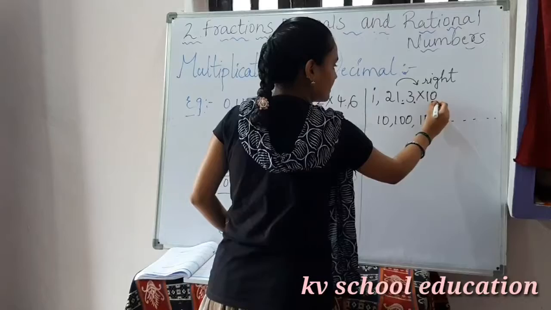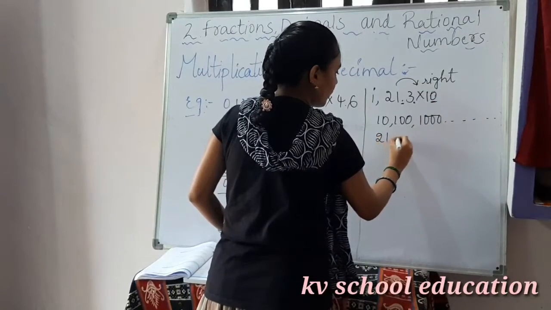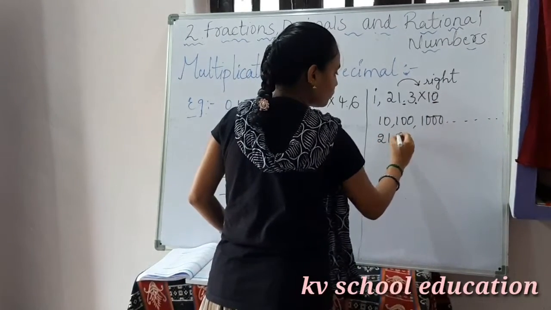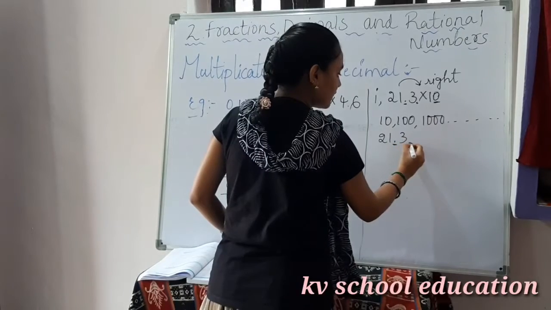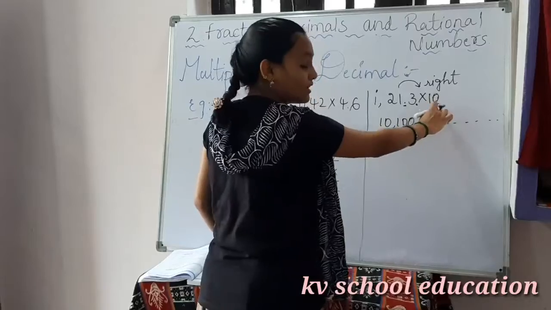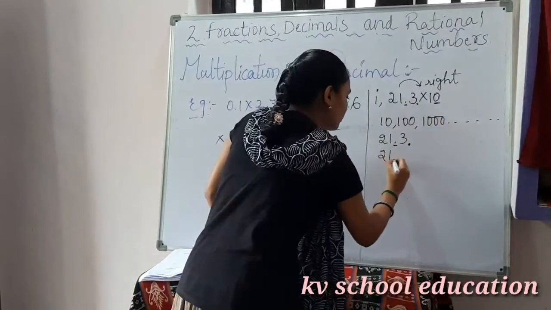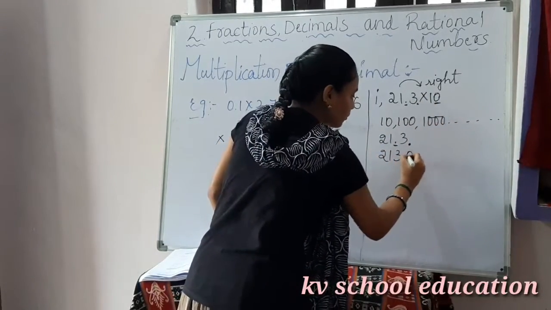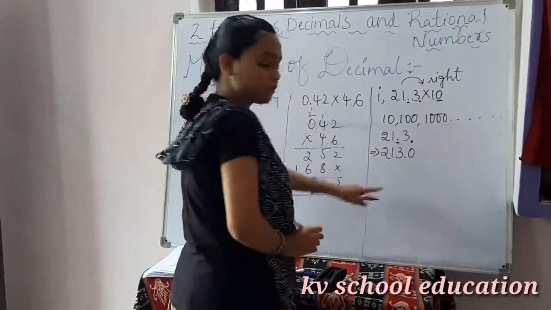So here it is 10. The point is here. So we should move the point one digit towards the right, because it consists of only one 0, in 10. So here the answer will be 213.0. The answer will be 213.0.